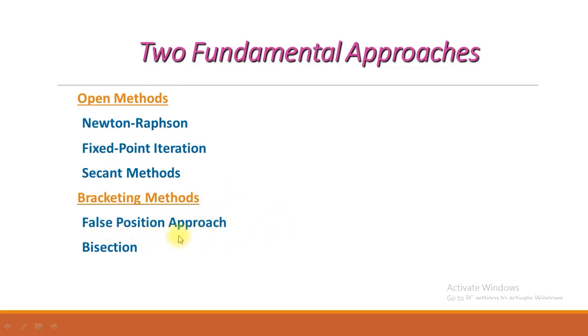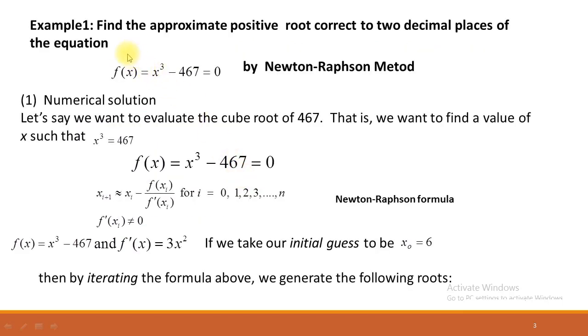We have already discussed the false position approach in the previous lecture. So in this lecture I would like to solve some examples by these three methods for your practice: Newton-Raphson method, fixed point iteration method, and secant method. So let's start an example by solving with the Newton-Raphson method.